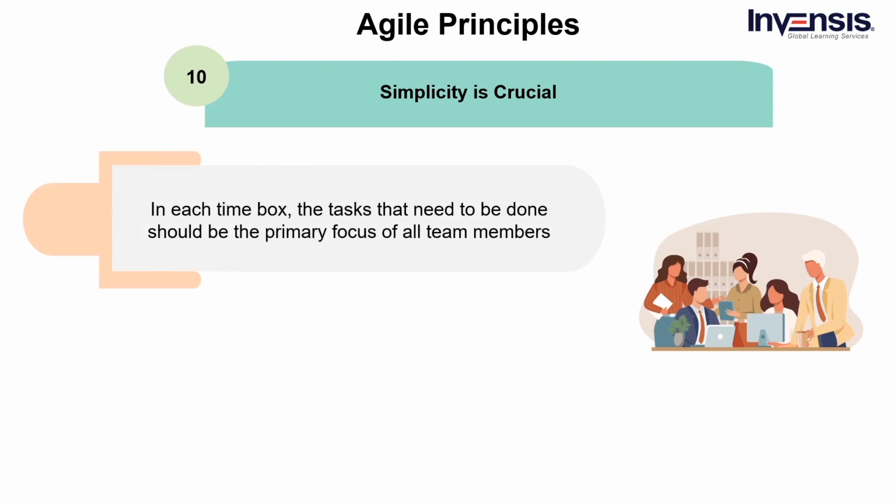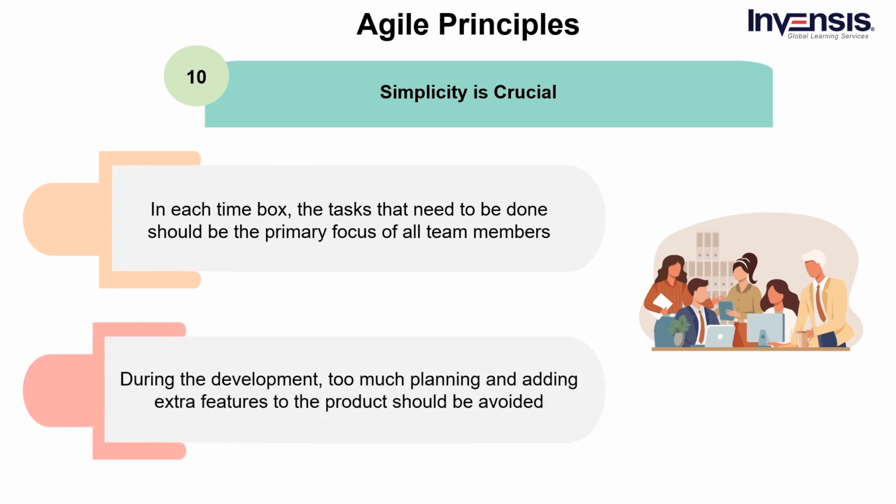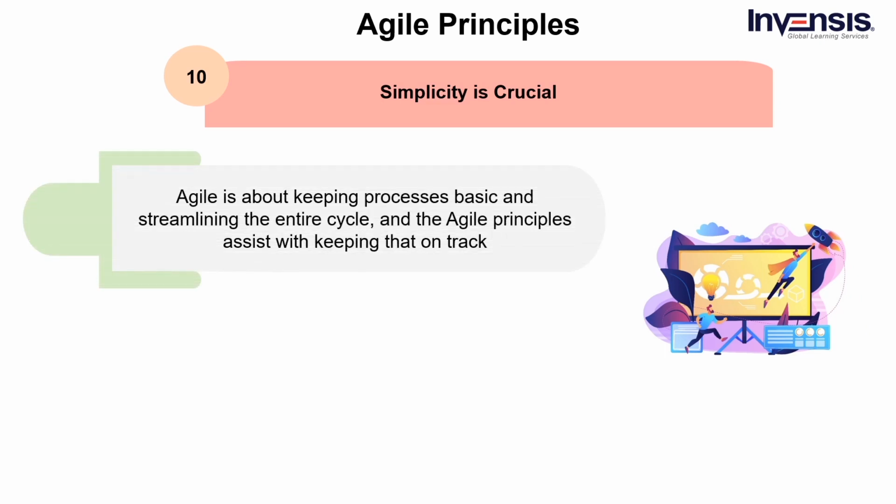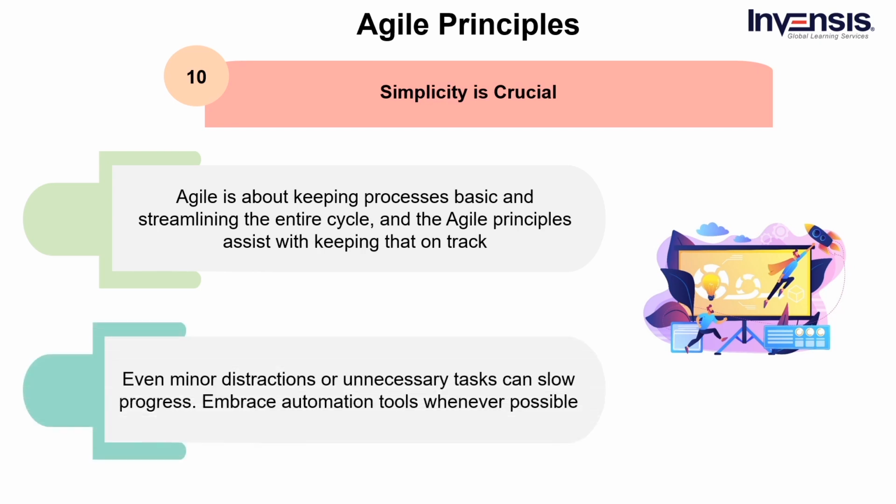Simplicity is crucial. In each time box, the tasks that need to be done should be the primary focus of all team members. During the development, too much planning and adding extra features to the product should be avoided. Agile is about keeping processes basic and streamlining the entire cycle, and the Agile principles assist with keeping that on track. Even minor distractions or unnecessary tasks can slow progress. Embrace automation tools whenever possible.